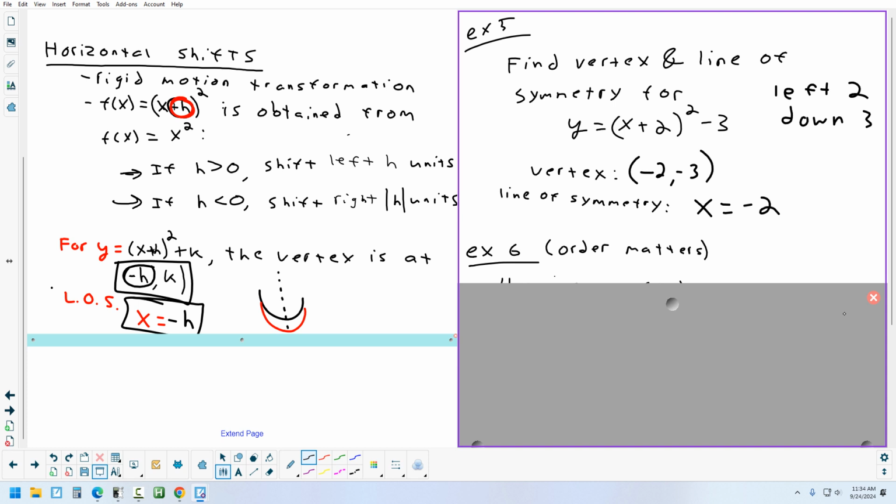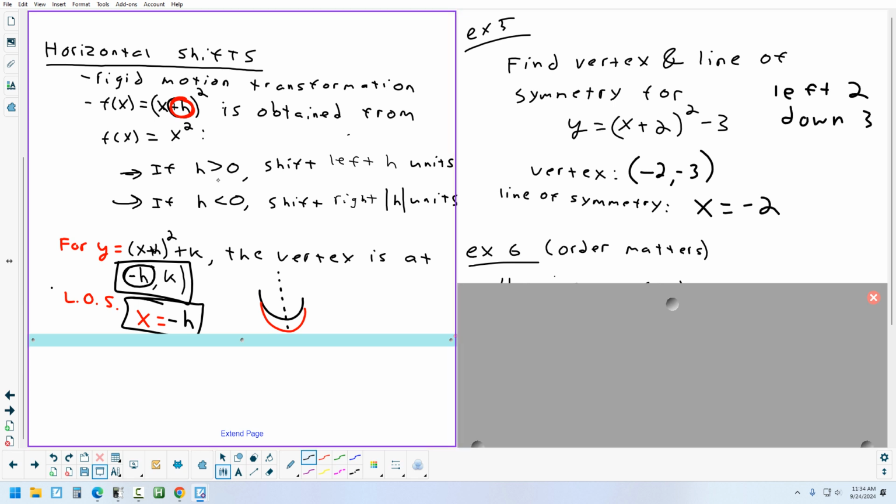How did we get left? Because it's plus a number inside the parentheses. And anytime you have a number bigger than 0, it moves left.